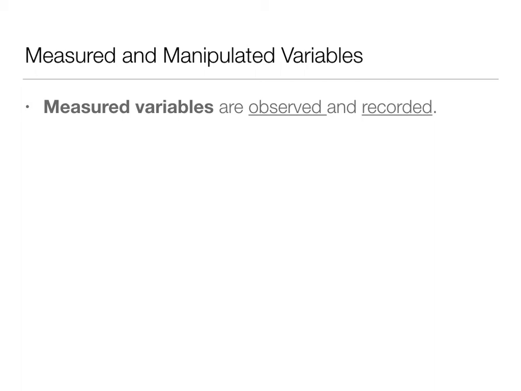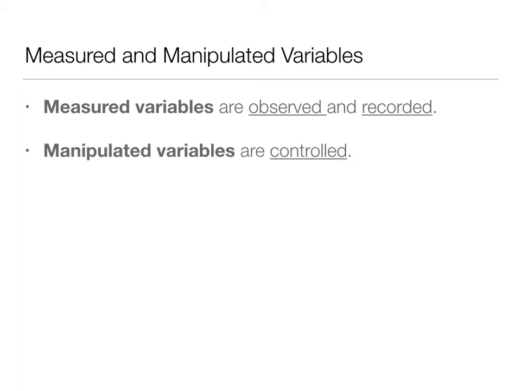So again, measured variables are observed and recorded. There's nothing that the researcher is doing to them. There's no way that they're affecting them. They just want to look at them. They just want to pay attention to them. They just want to observe them, and they want to record that information. That's all the researchers are interested in doing with measured variables.